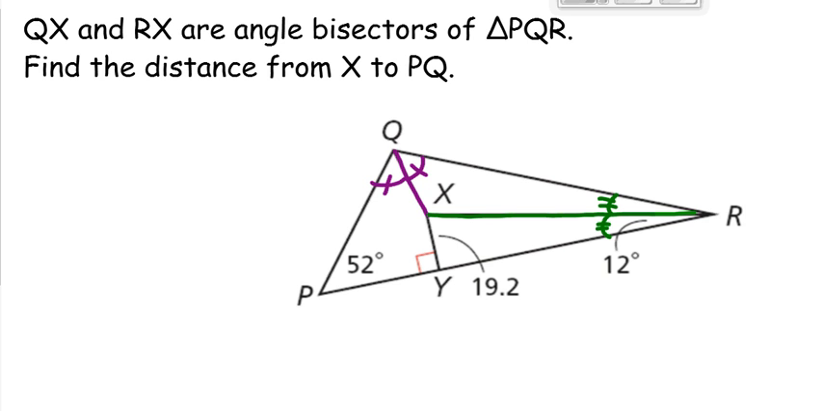Find the distance from X to PQ. Here's PQ. I need to find the distance from X, which is my incenter, where the angle bisectors meet. I need to find that perpendicular drop, which is going to look something like that. One of the other perpendicular drops has a measure of 19.2, so that means this one would also have to be 19.2. They are both 19.2.